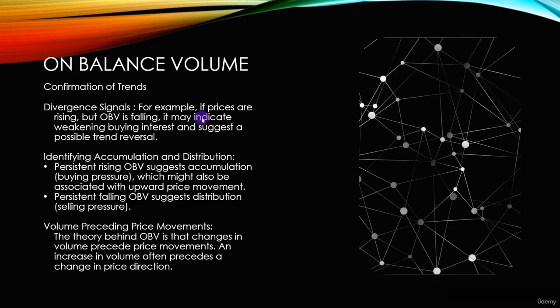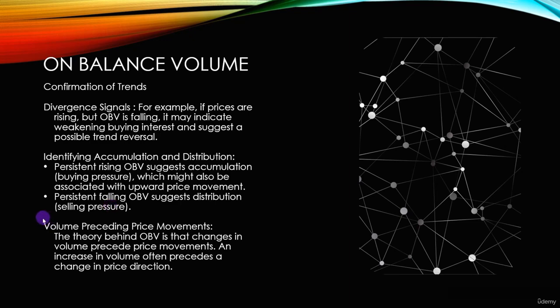We can use the OBV to confirm trends. We can check the divergence signals. For example, if prices are rising but the OBV is falling, it might indicate a weakening in the buying interest, and it might suggest a possible trend reversal. So, identifying accumulation and distribution: a persistent rising OBV suggests accumulation, so it's a buying pressure, which might also be associated with an upward price movement. In the opposite direction, a persistent falling OBV suggests distribution, so it's a selling pressure, or people are more into selling or shorting the asset.